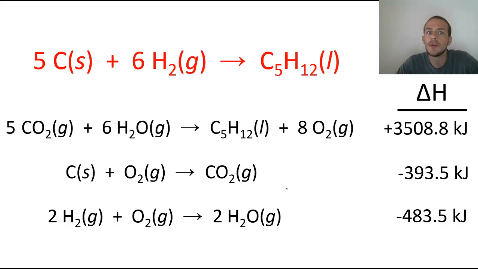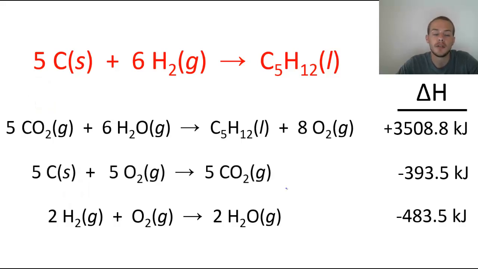Let's see, what else could we do to get our target equation when we add these 3 equations together? Well, it looks to me like in our target equation we have 5 carbons, and in the equation in the middle here where we have the formation of CO2 from carbon and oxygen, we only have 1 carbon. So it looks like we're going to have to take that equation in the middle and multiply it by a factor of 5. So that's going to give us this new equation where we have 5 carbons, 5 diatomic oxygen molecules, and 5 CO2 molecules.